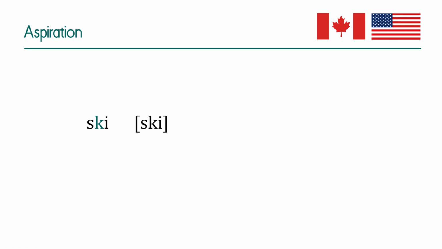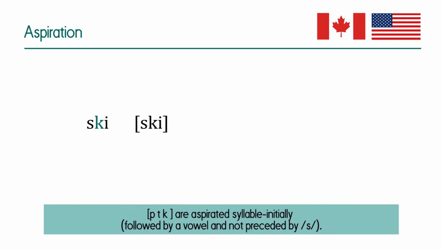So if you say syllable initially, in the sense that it shouldn't be preceded by s, it should be the only sound in the beginning. So if it was like the word key, which has the same sound, look, that's aspirated, key, because it's not preceded by s, right? So it should be syllable initial.